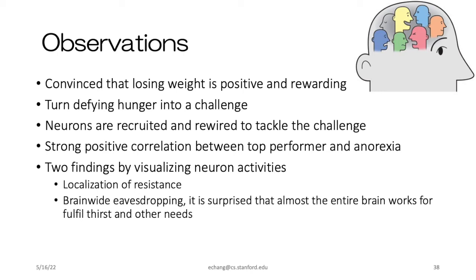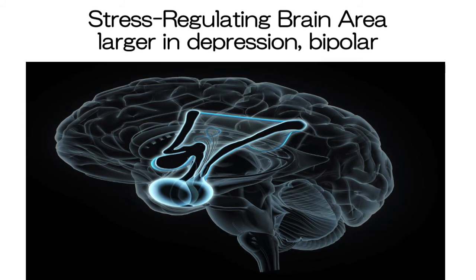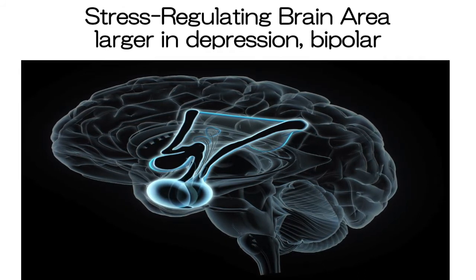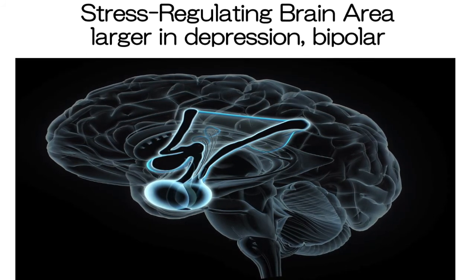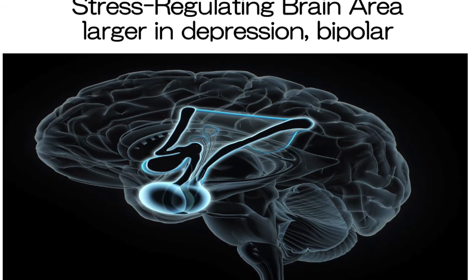Through neuron visualization, we have two findings. The first finding is, although the hypothalamus manages the hunger sensation, it broadcasts the hunger signal to all the neurons. The neurons that participate in defying hunger are only a small minority. And if we can somehow turn off these resistant neurons, we can perhaps cure eating disorder. And also for other mental conditions, like depression and bipolar disorder, where the stress-regulating brain area becomes larger in patients, we may be able to manipulate the neurons responsible for stress regulation to mitigate the illness.